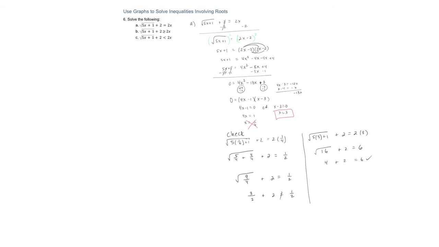All right, now what we can do is graph our equations. We're going to graph y equals square root of 5x plus 1 plus 2 as one equation, and then the left hand side gets graphed, the right hand side gets graphed. So our other graph is going to be y equals 2x. Okay, so we're just graphing this as one equation and then this as another, and we're going to see where those intersect.